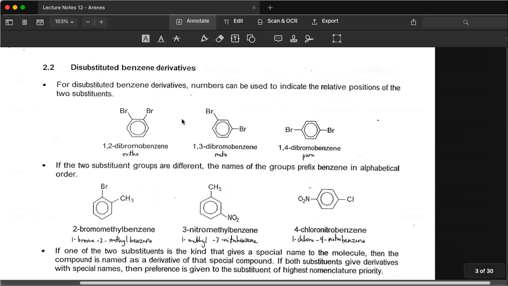For di-substituted benzene derivatives, numbers are used to indicate the relative positions of the two substituents, like 1,2-dibromobenzene, 1,3-dibromobenzene, and 1,4-dibromobenzene. For this, we call it ortho, meta, para, o-m-p.